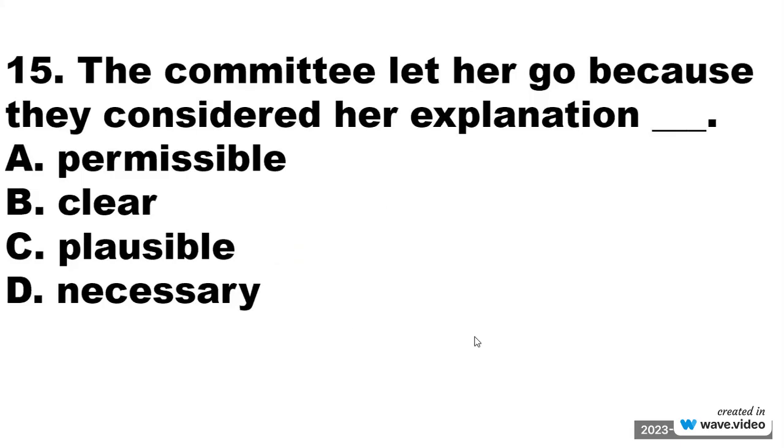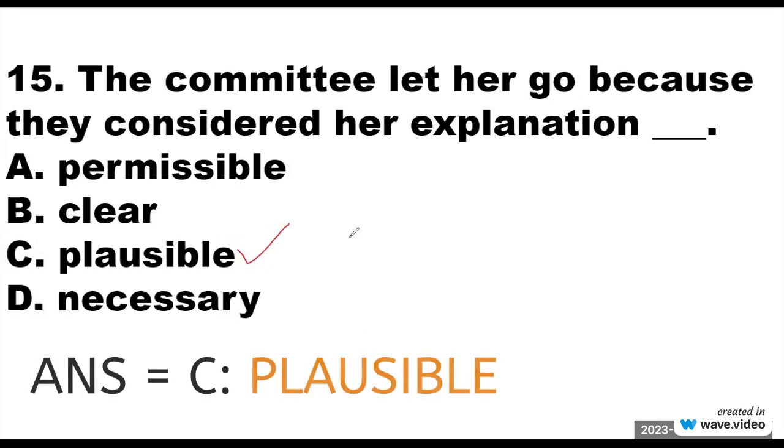The committee let her go because they considered her explanation dash. A, permissible, B, clear, C, plausible, D, necessary. Now, the correct option is plausible. When something is plausible, it is reasonable. Okay, her explanation was considered reasonable. So that's the correct option.